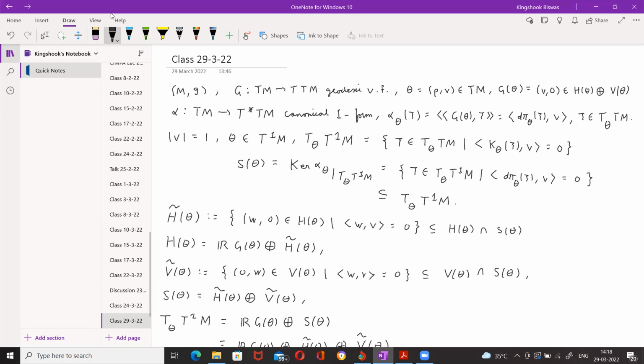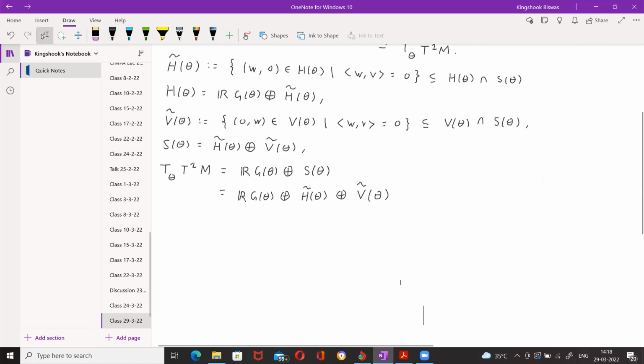So adding these together, you'll get S theta. Is this clear? Yes. Okay. So now I can write T theta T1M. Each of these has dimension n minus 1. S theta has dimension 2n minus 2. And now T theta T1M has dimension 2n minus 1. I can write it as the span of G theta direct sum S theta.